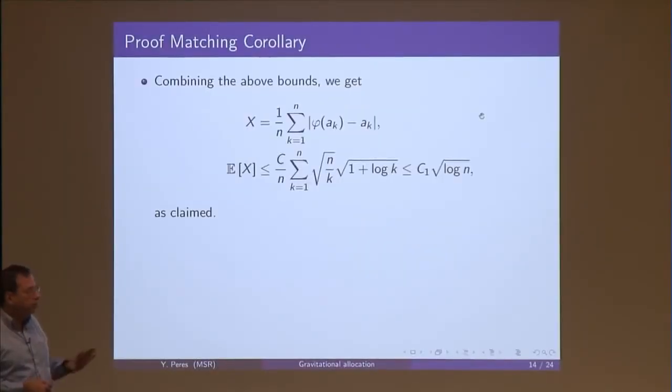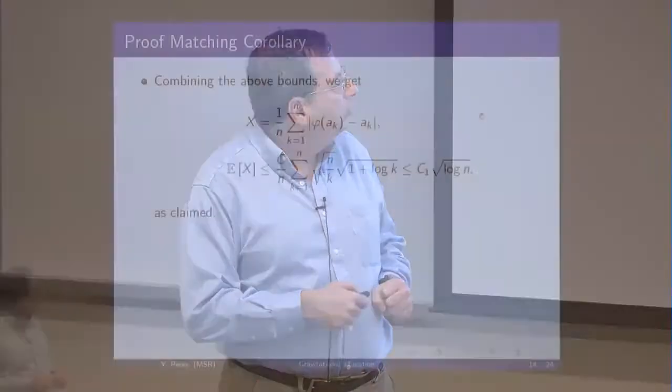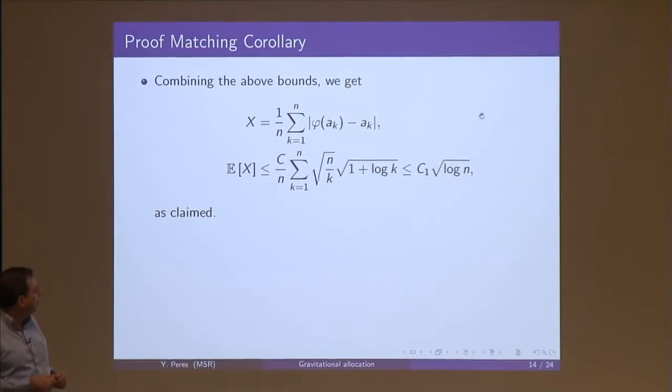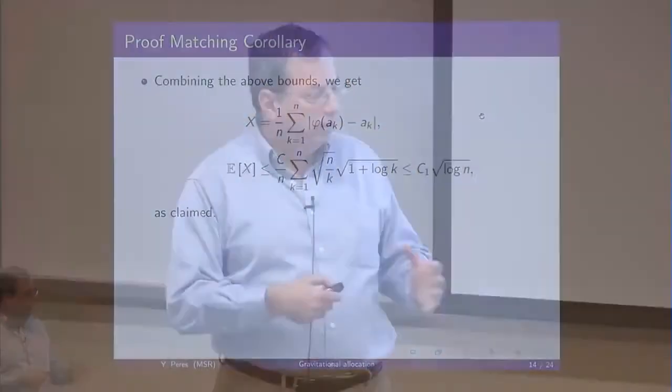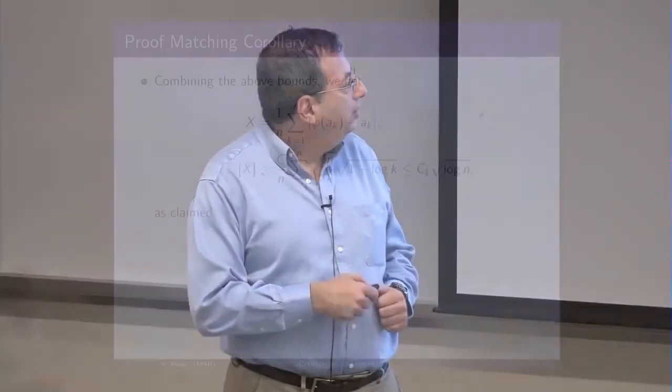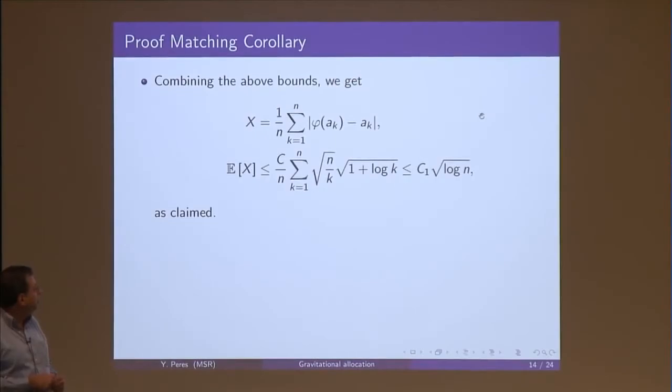I'm adding a 1 here just to take care of the case k equals 1, but it's basically root log k. So we just have to have this average, with the scaling factor root n over k to take care of the different radii. And this is an easy series to sum. You can take out the root, just bound this by root log n, and you'll see that the whole thing is bounded by constant root log n. So you get the claimed average.